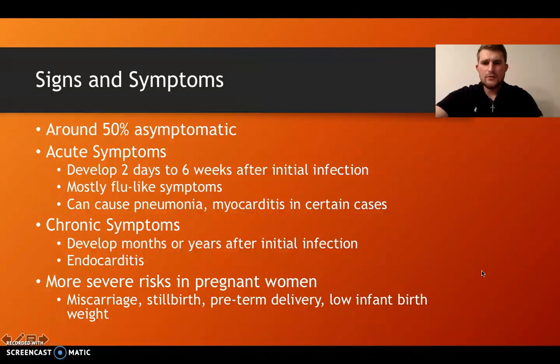And then in those chronic cases, which are going to be the more severe cases, it's going to develop about a couple months or even a couple years after the initial infection. It's going to involve an endocarditis, and it's going to be a bit more likely in cases with pre-existing conditions, such as heart valve disease or a blood vessel abnormality, or even immunocompromised people, like I mentioned earlier. And in pregnant women, there's a special risk because it's actually been known to cause miscarriages, stillbirths, preterm deliveries, or even low infant birth weights.